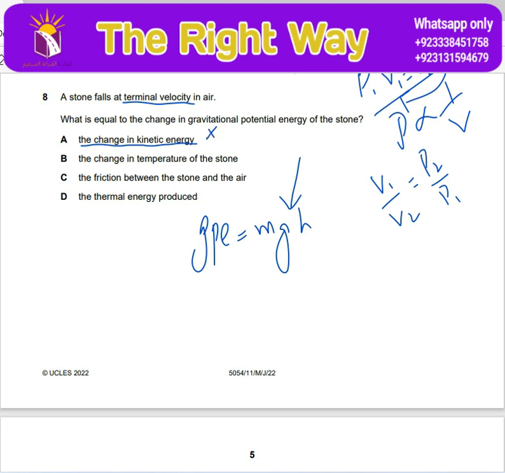The change in temperature of the stone. This could be the right one if this temperature is considered as the thermal heat energy, so it could be the change in the temperature of the stone. The friction between the stone and the air. The friction between the stone and the air does not change. What is going to change? Gravitational potential energy is converted into the thermal energy produced by the body. The thermal energy produced is equal to the change in gravitational potential energy.